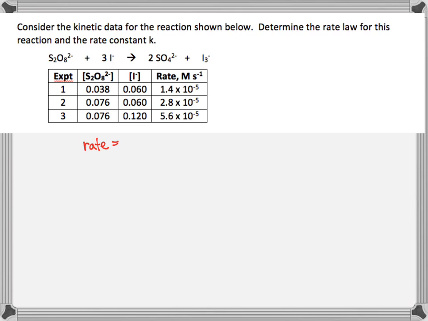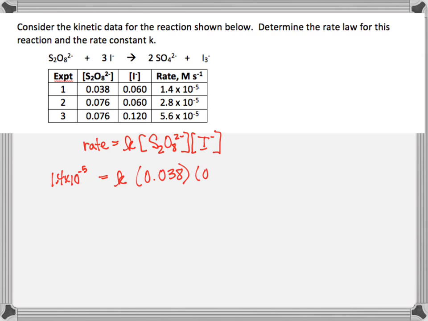When you determine the value of K, you can plug the numbers in for any of your experiments. You should get the same answer, no matter which one you use. I'm going to pick the top one. Rate 1.4 times 10 to the minus 5 equals K times 0.038 times 0.060. Rearrange to solve for K.